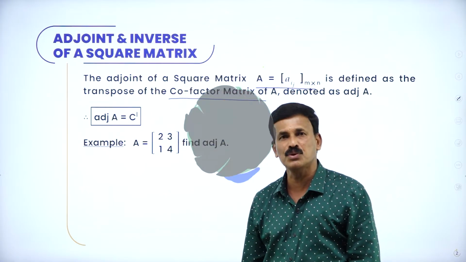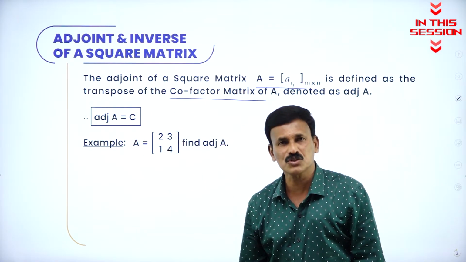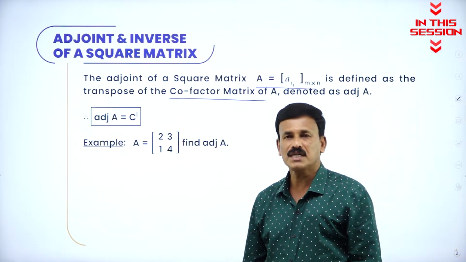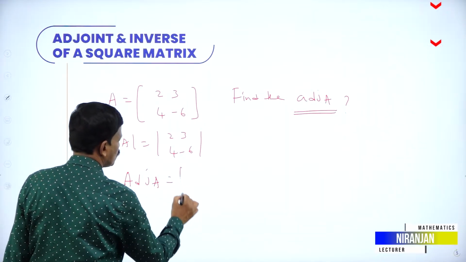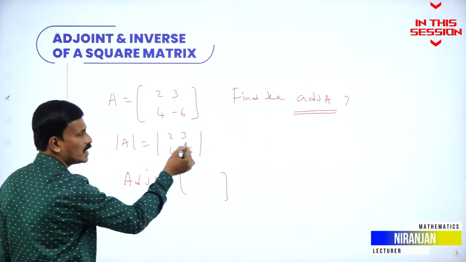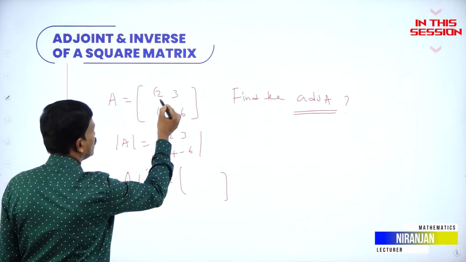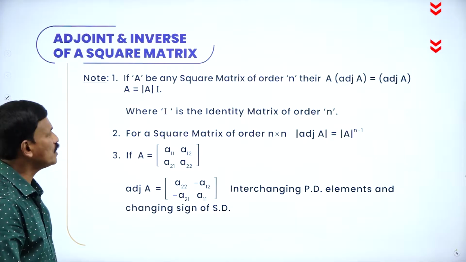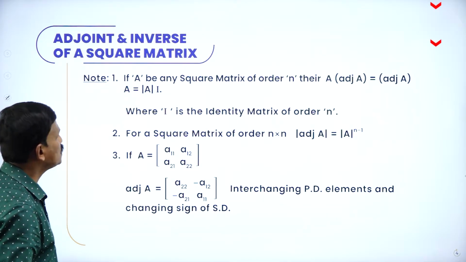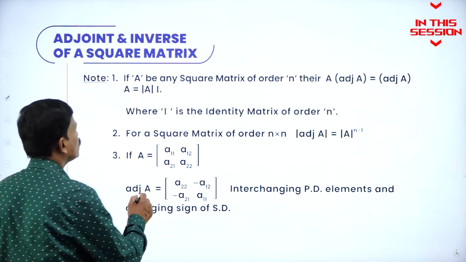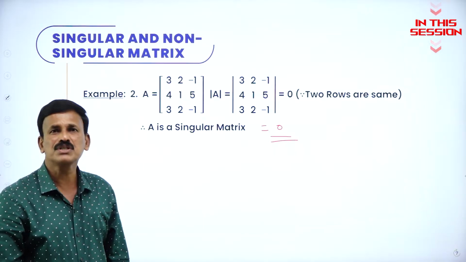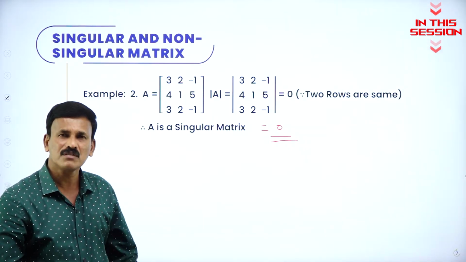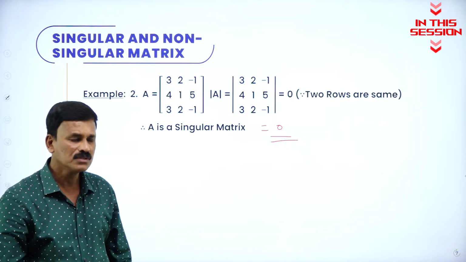The transpose of the cofactor matrix obtained is called the adjoint of a square matrix. Adjoint of A is always equal to, interchange the diagonal elements. A into adjoint of A is equal to adjoint of A into A, that is also equal to determinant of A. If two rows and two columns are same, then the value of a determinant is equal to 0.